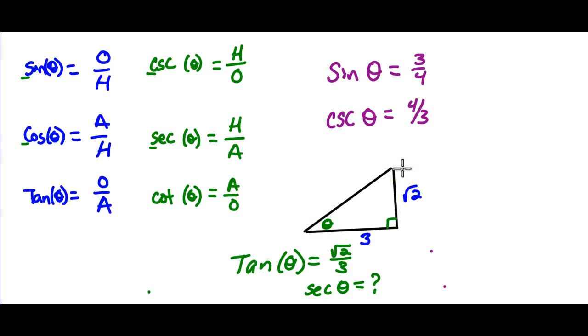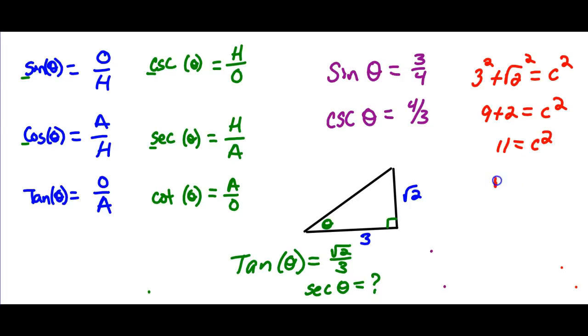So this takes us back to Pythagoras. Let's use Pythagoras' model and say 3 squared plus the square root of 2 squared equals the hypotenuse squared. So this becomes 9 plus 2 equals c squared, or 11 is equal to c squared, so the square root of 11 is equal to c.